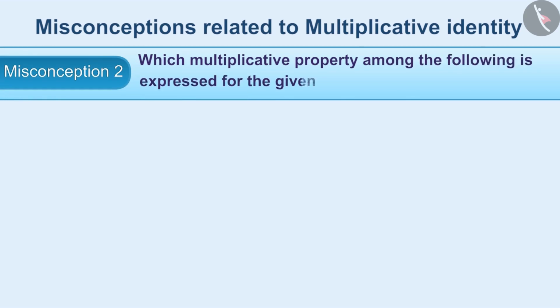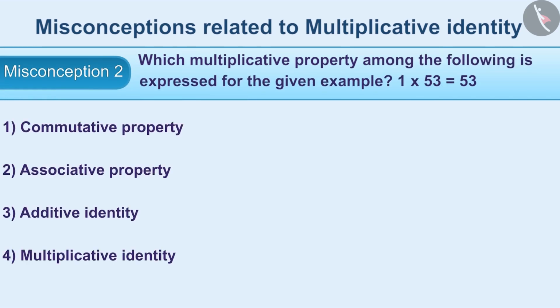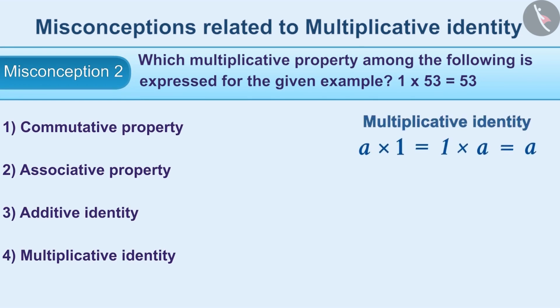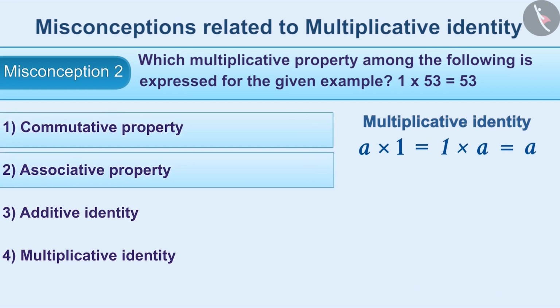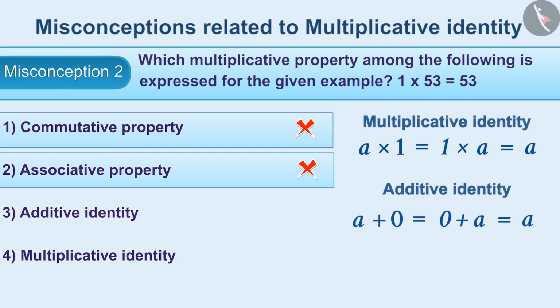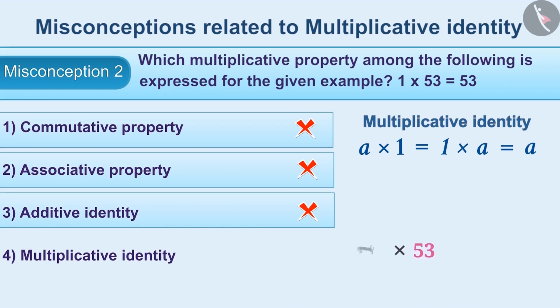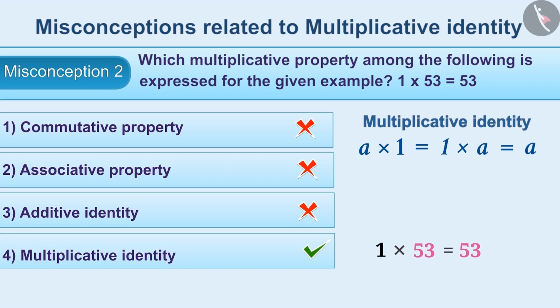Misconception 2. Choose the correct property among the following for the given example. 1 multiplied by 53 is equal to 53. Due to lack of proper understanding of multiplicative identity, option 1 and option 2 are chosen as the answers, but they are incorrect. Getting confused between additive identity and multiplicative identity, option 3 is given as an answer. This is incorrect. The correct way of understanding is when a number is multiplied by 1, the result will be the same number. This is the identity for multiplication, also called the multiplicative identity. Therefore, option 4 is the correct answer.